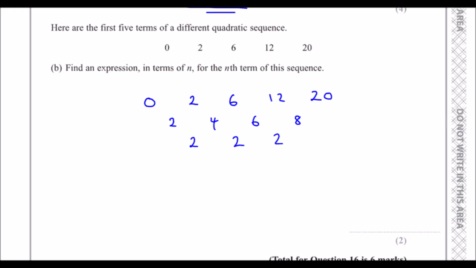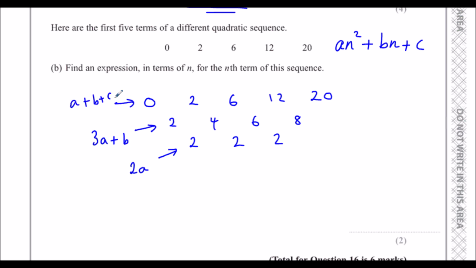So there are two different methods of working from here. I'm going to use the one with the equations. So I'm working out the nth term, which is going to be in the form an squared plus bn plus c. And I've remembered this: this term is 2a, this term is 3a plus b, and this term is a plus b plus c. This is always the case. So it's 2a, 3a plus b, and a plus b plus c. So I'm going to start with my 2a is 2. So if 2a equals 2, that means a is 1.